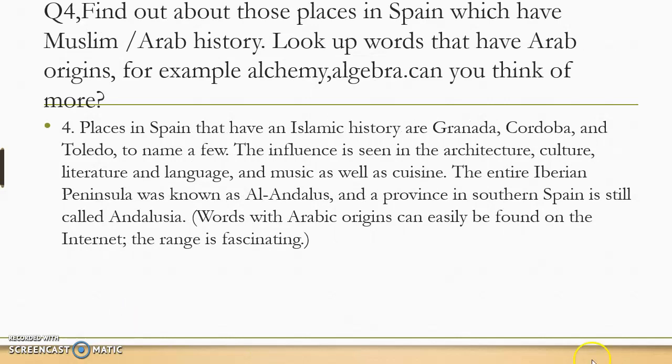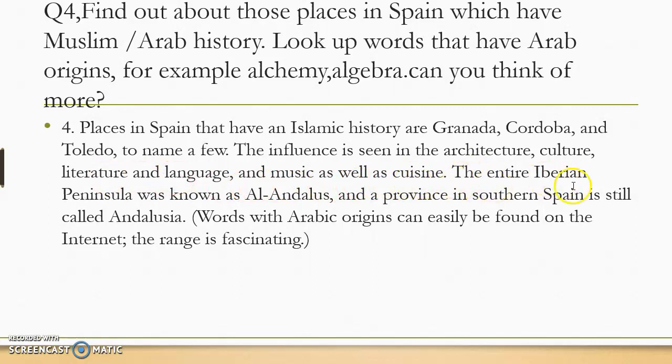Question number 4 is: find out about those places in Spain which have Muslim Arab history. Look up words that have Arab origin. For example, alchemy, algebra. Can you think of more? The answer is places in Spain that have an Islamic history are Granada, Cordoba, and Toledo, to name a few. The influence is seen in the architecture, culture, literature, language, and music, as well as cuisine.